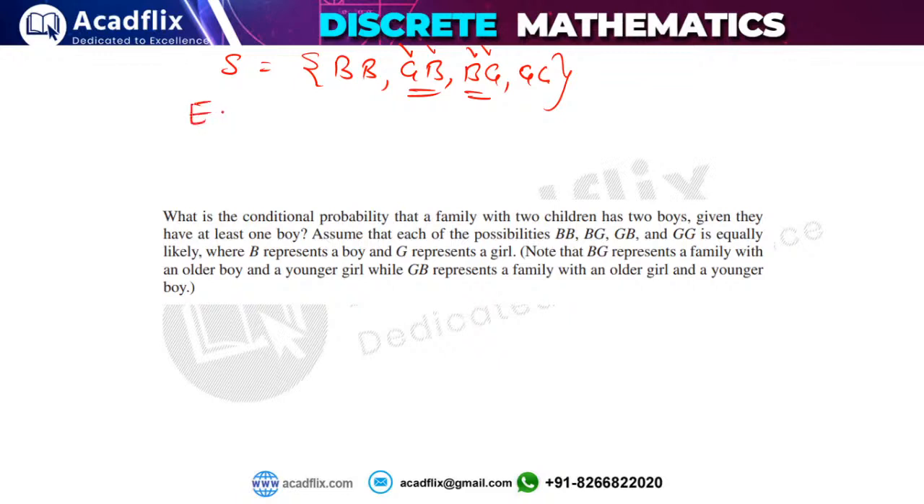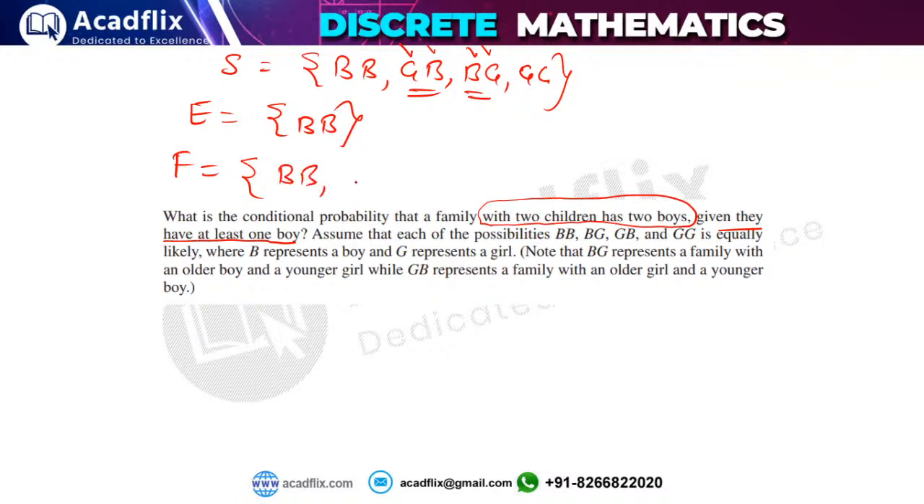Now what is event E? Event E means the event you want. So you want the event that a family with 2 children has 2 boys. So basically this is the event you want. And what is the event that is given? They have at least one boy. So this is event F, and this is event E. Now he is asking what is the probability of E given the event F.